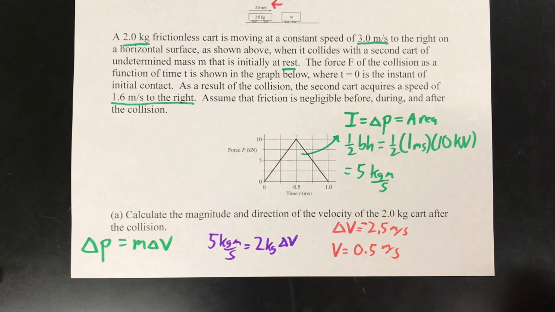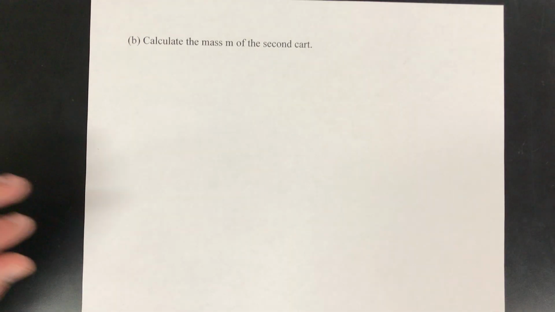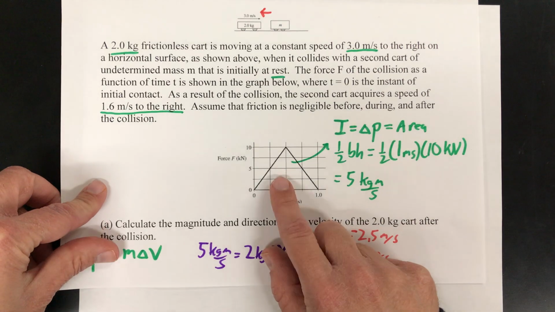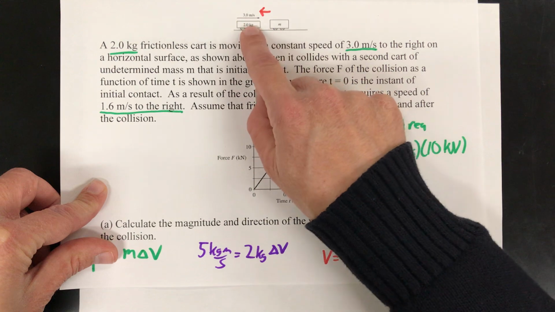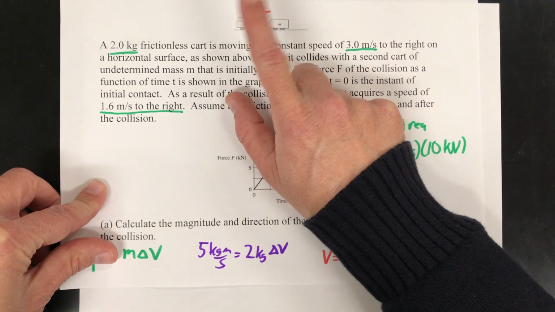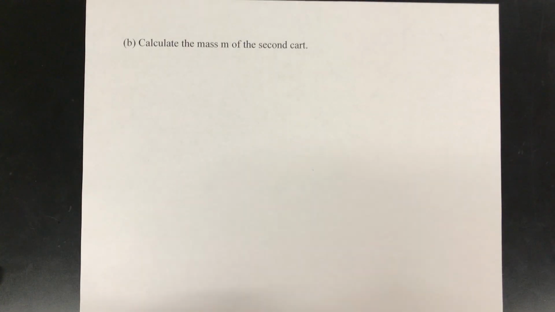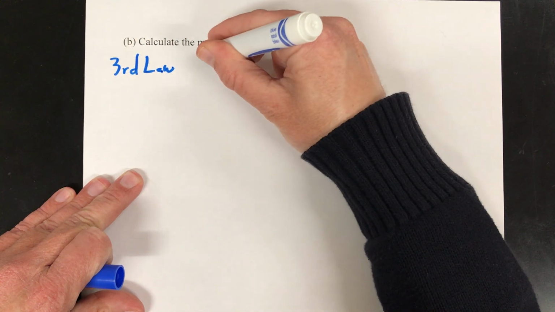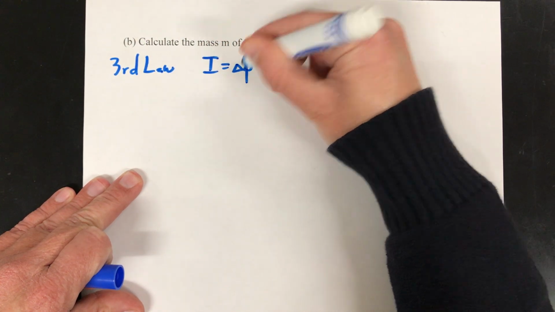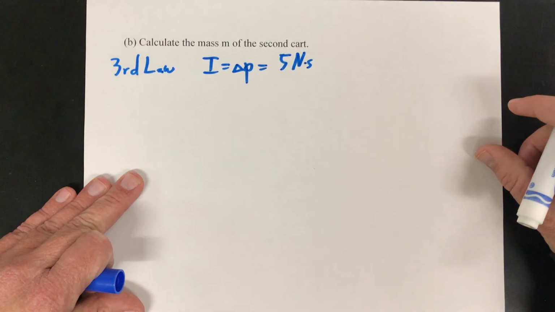Okay, let's move on to part B here. They say calculate the mass of the second cart. Well, actually, let me bring this back up for 1 second. Due to Newton's third law, not only is this the force of cart M on the 2 kilogram cart, but it's also the force of the 2 kilogram cart on cart M. Has to be according to the third law. So the third law dictates that we already know the impulse or the change in momentum of this cart, and it is also 5 Newton seconds or kilogram meters per second, whatever you want to call it.